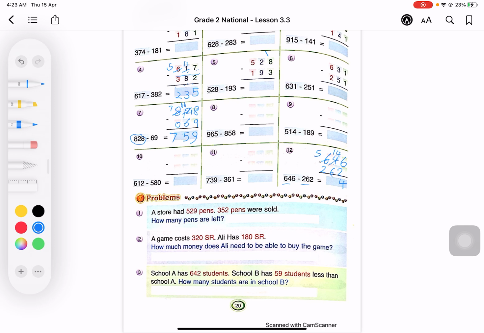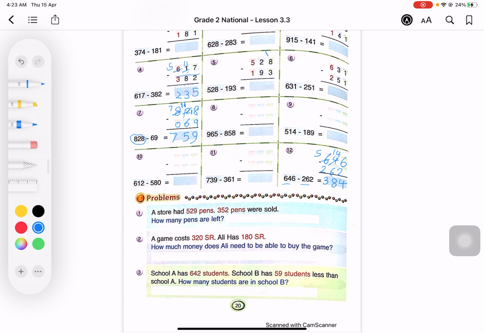14 minus 6. Put 6 in your mind and count on. It's 8. Then 5 minus 2, 3. So what is the difference? 384. 384 is the answer. So they write it for you horizontal. They didn't do it for you vertical. You are going to start with the first number, then put the second number under it and subtract.